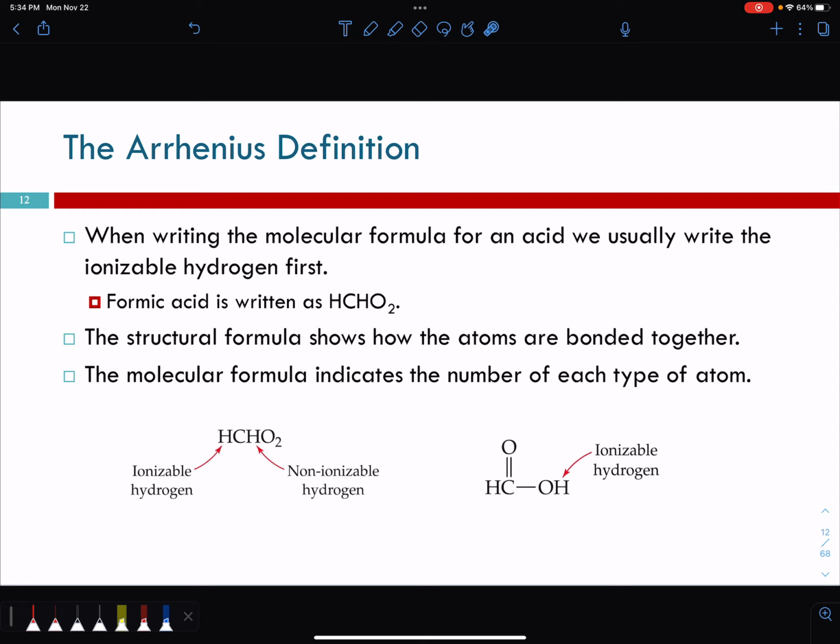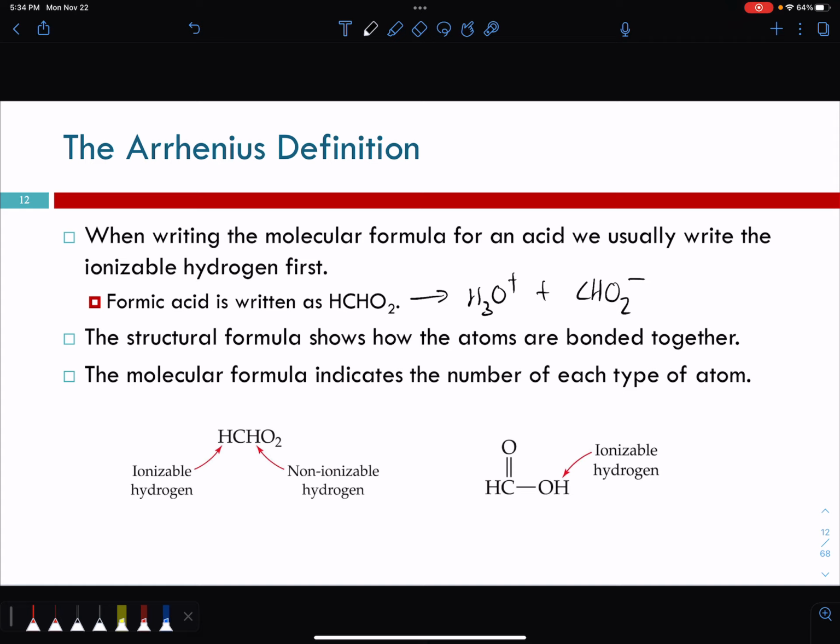When we're writing the molecular formula for an acid, we'll write that hydrogen first, right? We talked about naming acids and naming bases. Anytime this hydrogen is out front, that's the ionizable hydrogen, and that's the one that we can remove. So if we were to write out the ionization, we'd get H3O plus and CHO2 minus. We can't lose that second hydrogen that's part of that formula because it's not an acidic hydrogen.